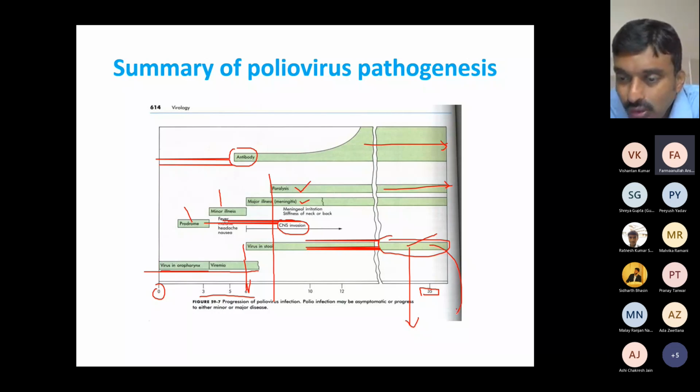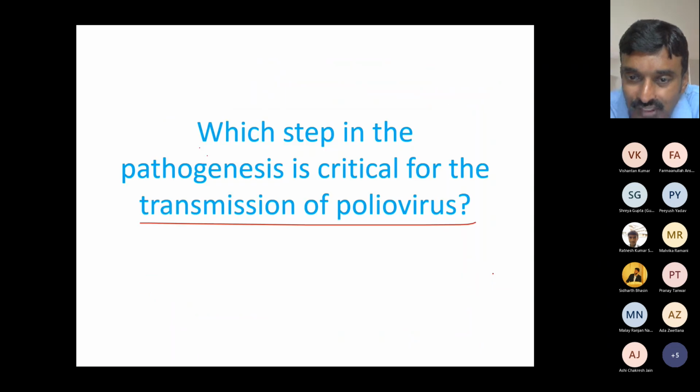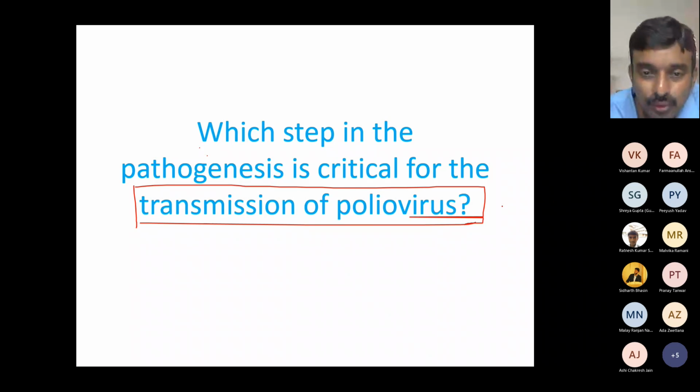The shedding in stool is important because if this does not happen, or this is only for 1 week, there won't be that much transmission of polio because everything is fecal-oral, and the replication in the Peyer's patches and shedding in the stool is a critical aspect for the transmission of poliovirus.